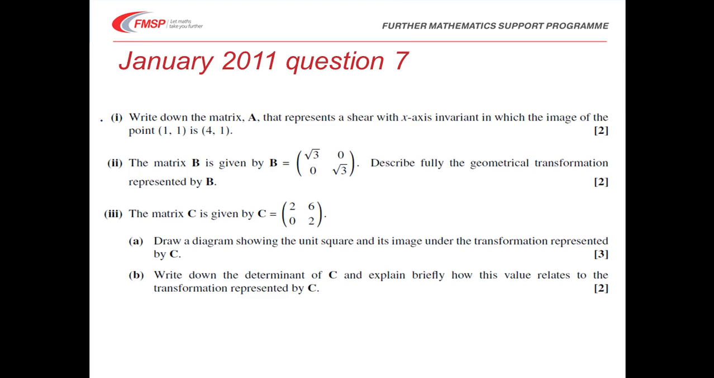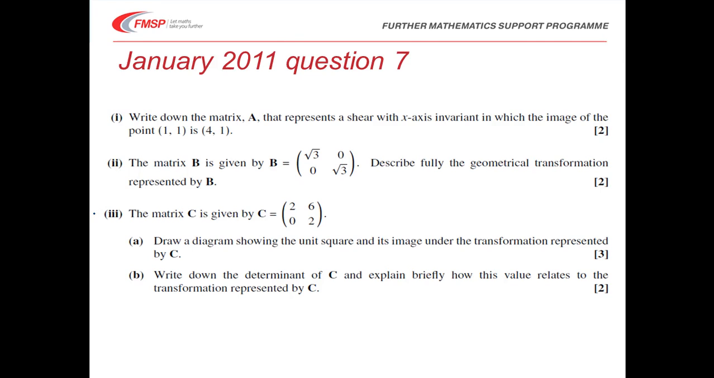You've got to write down a matrix A that represents a shear with the x-axis invariant in which the image of the point (1, 1) is (4, 1). In part 2, the matrix B is given by (root 3, 0; 0, root 3), and you've got to describe fully the geometrical transformation represented by B.